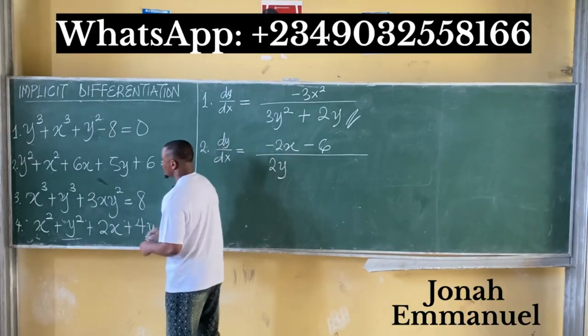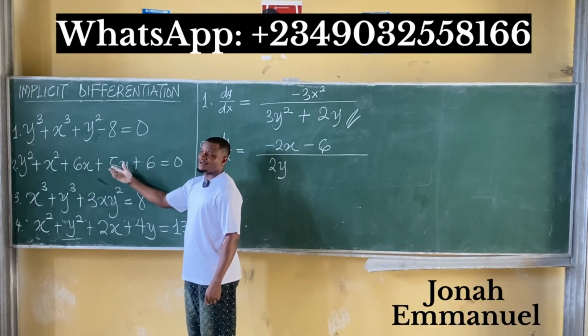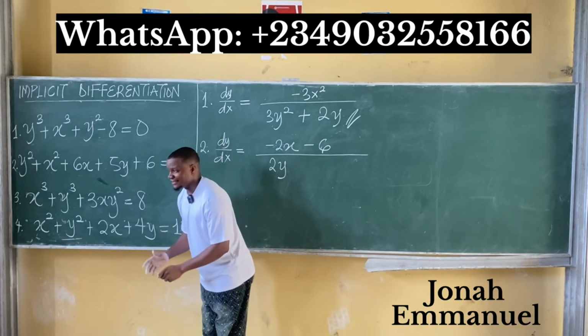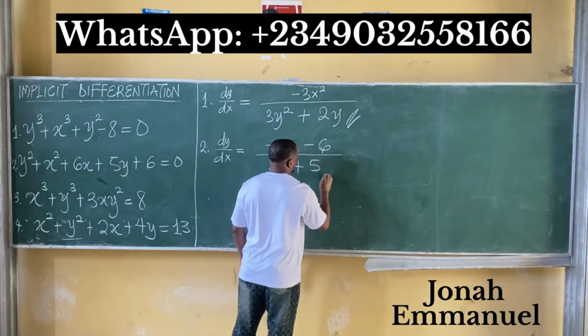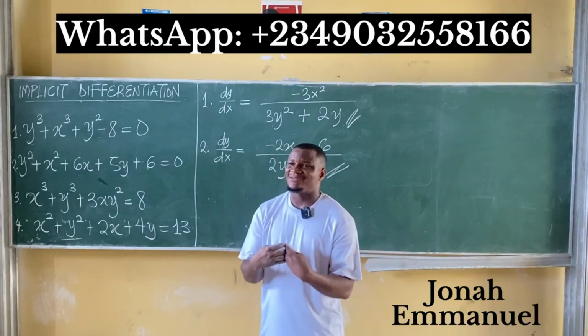The sign remains the same. You have this one here, plus 5y. Differentiate 5y. What do you get there? 5. The sign remains the same. So it becomes what there? That's your final answer.